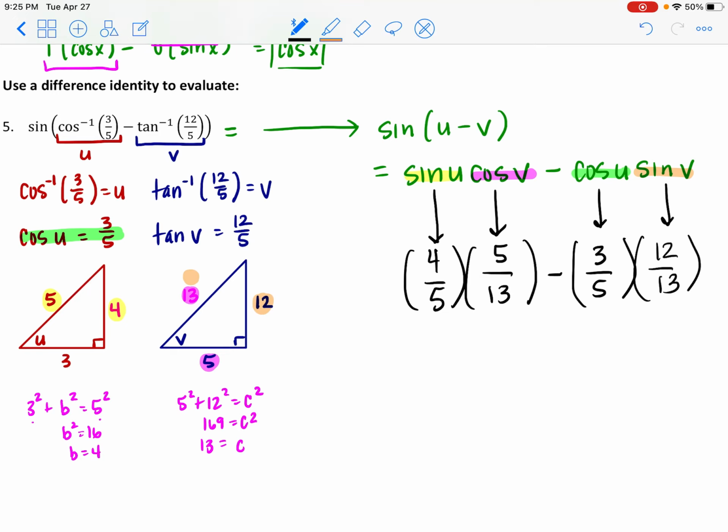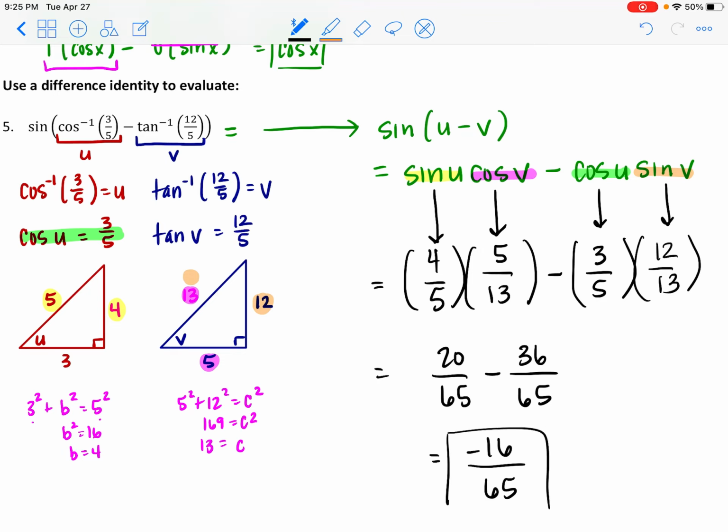So because I was able to unpack what those inverse trig functions were and find missing sides using the Pythagorean theorem, I have exact ratios to represent all of those things. And now it's just multiplying and subtracting. So this is going to become 20/65, multiplying straight across, and we're going to subtract 36/65, and 20 minus 36 is -16/65. So that is our exact value for that monstrosity that we started with.